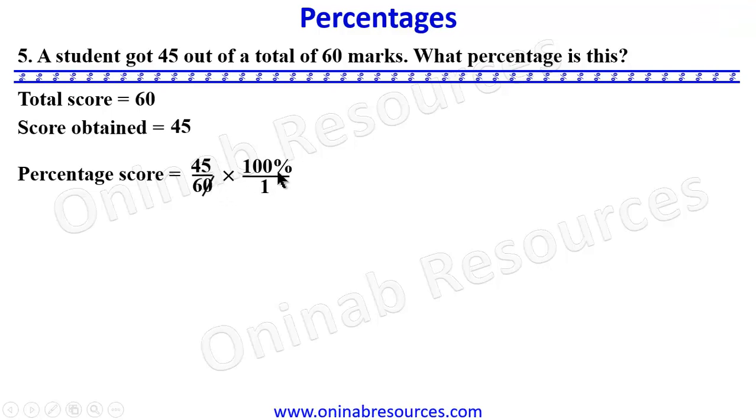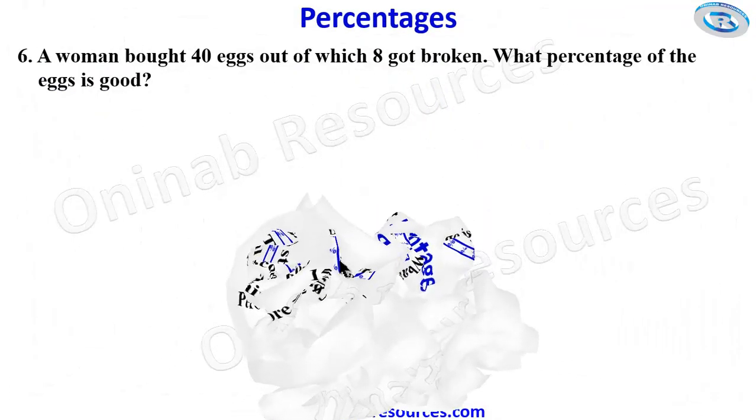And this zero cancels this zero. 3 goes into 6 gives 2. 3 goes into 45 gives 15. 2 goes here 1. 2 goes into 10 gives 5. 15 times 5 gives 75%. So which means the score, which is 45 out of 60, represents 75%. So that's the end of solution to problem 5. We then go to problem 6.